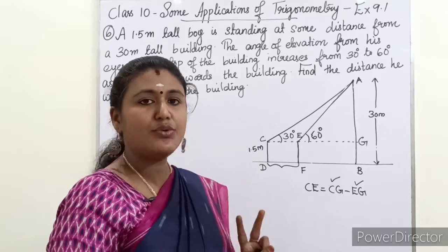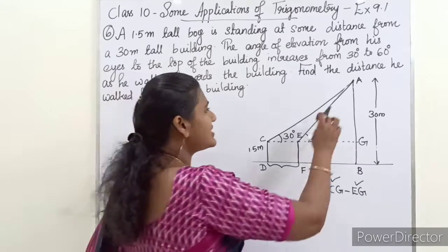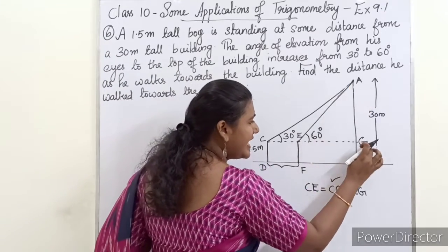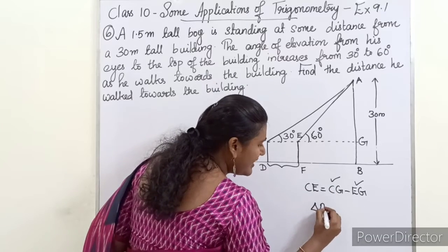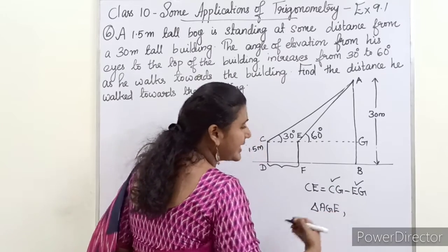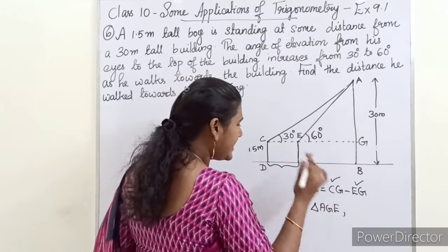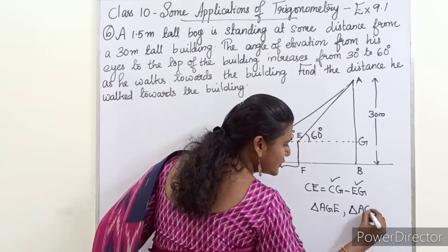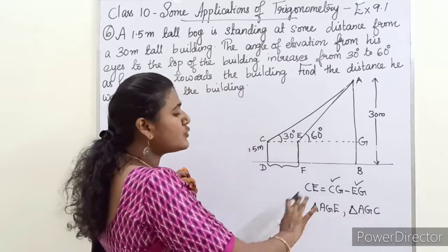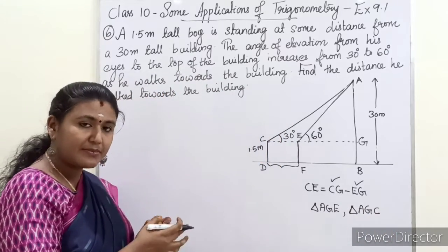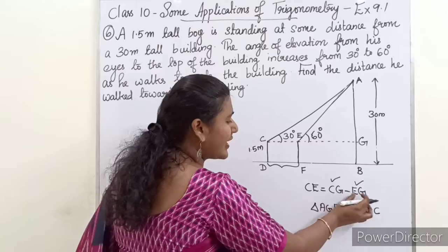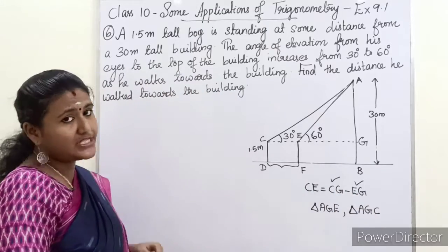Here you can see two right angled triangles. The first triangle is triangle AGE. Triangle AGE is a right angled triangle, and another triangle is AGC. So you consider these two right angled triangles. From these two triangles we have to find out CG and EG values.